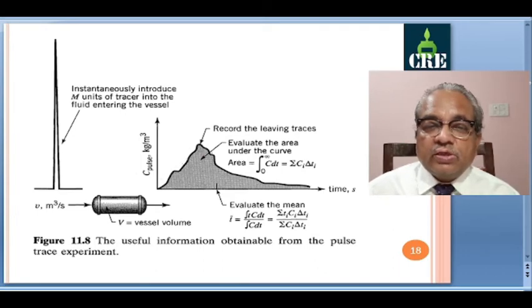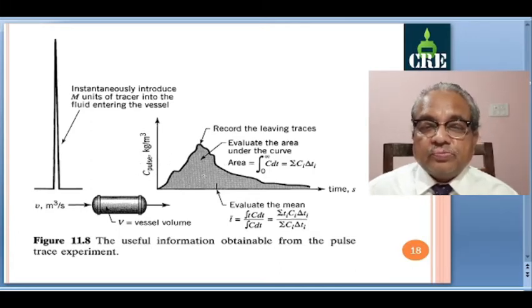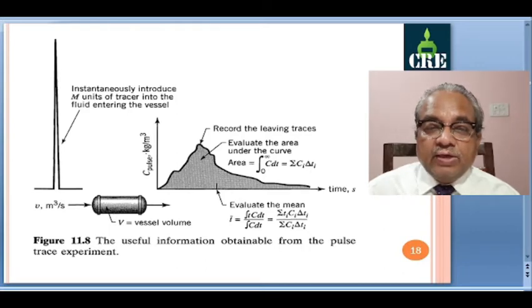This is the concentration record for the tracer after giving the pulse input. So this plot is recorded, and the area under the curve will be, y is C, so integral y dt from 0 to infinity. Integral 0 to infinity C dt will be the area under the curve, and this C dt is nothing but the summation of Ci delta ti.